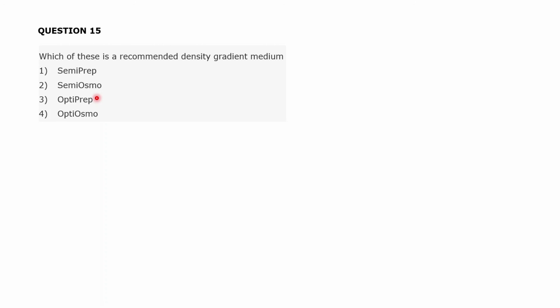Which of these is a recommended density gradient medium? Option 1 semi-prep, option 2 semi-osmo, option 3 opti-prep, or option 4 opti-osmo. Which may be the answer? Yeah, option C, that is option number 3, opti-prep.